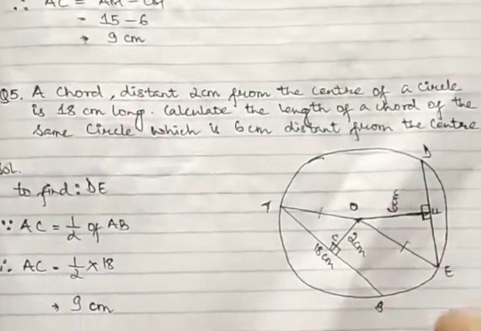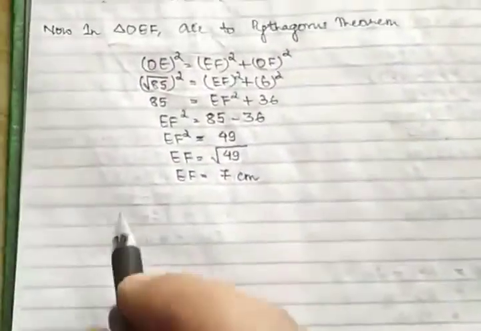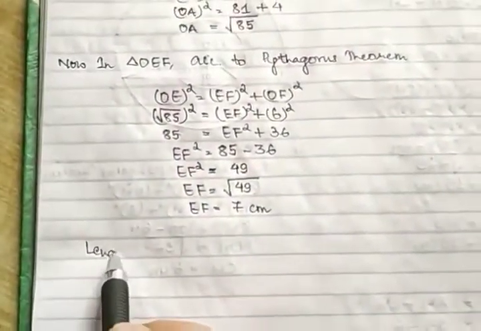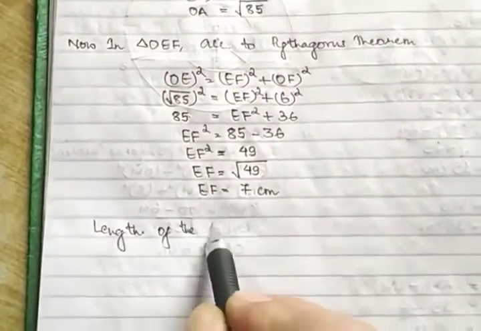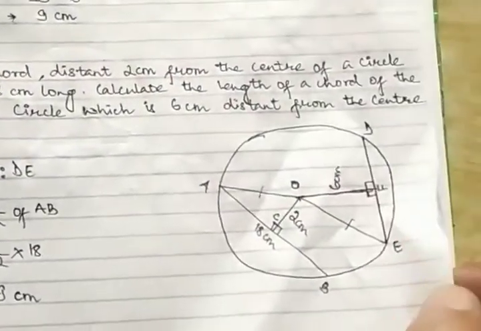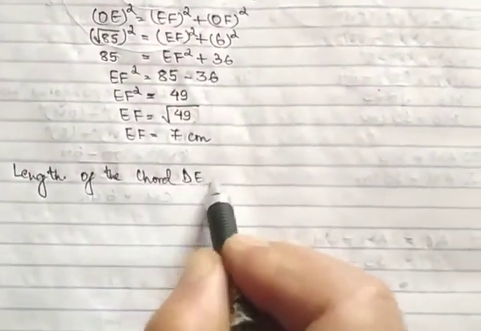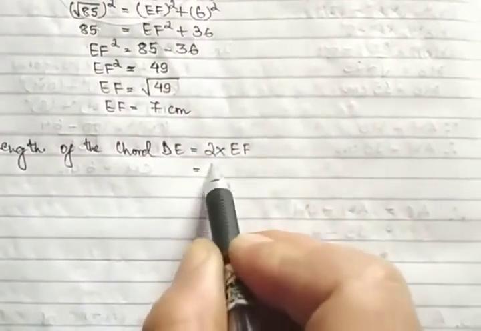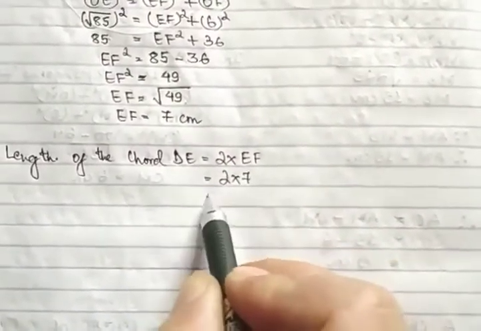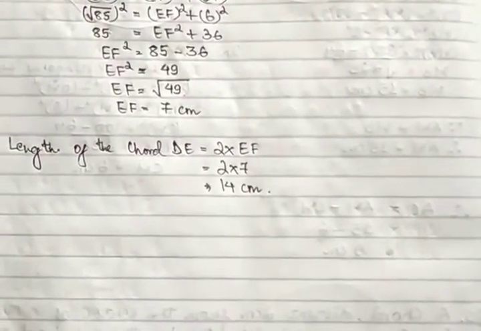Now actually what we needed to find is the length of the chord, isn't it? So now what are you supposed to write? You are supposed to write the length of the chord. Now the chord was here, it was actually DE, isn't it? So the length of the chord DE will be equal to, as you know, 2 into EF. So 2 into 7 equals 14 centimeter, the length of the chord.